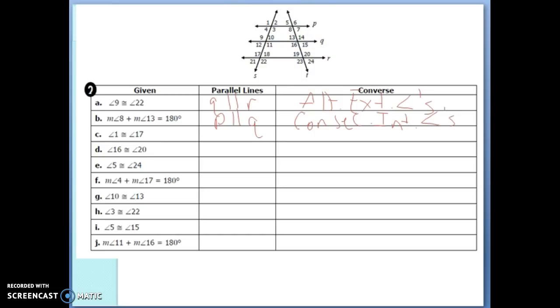Okay, so angle 1 is congruent to angle 17.